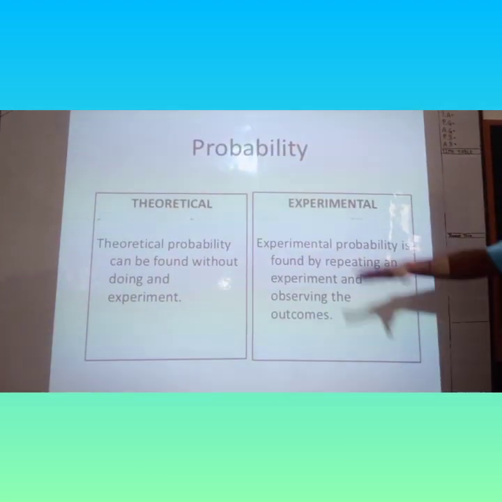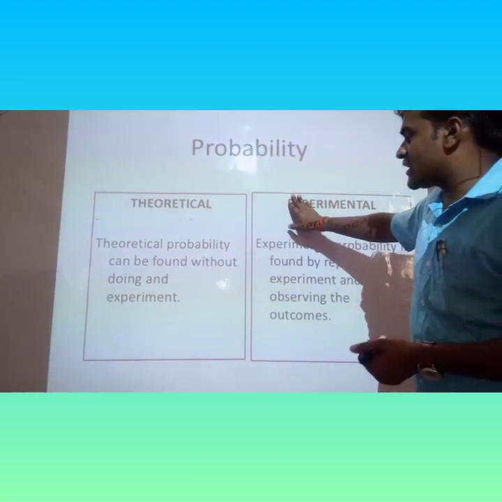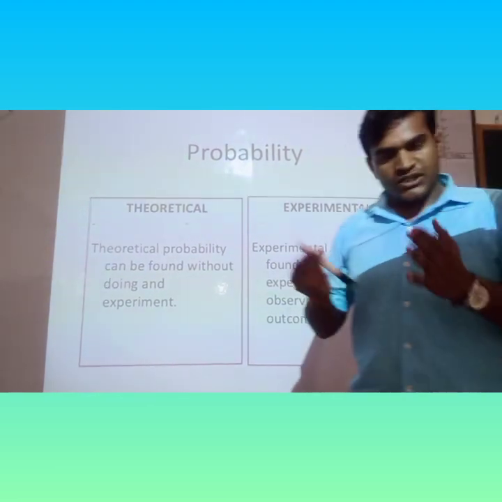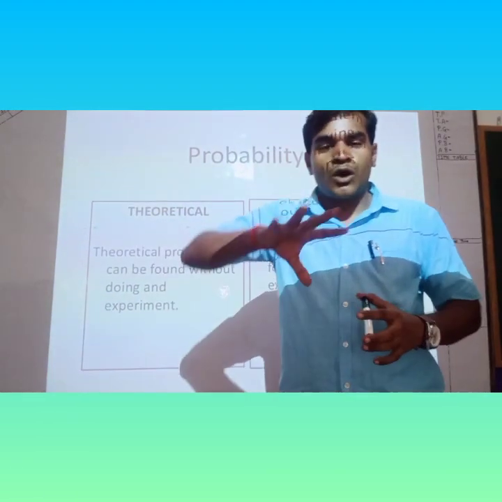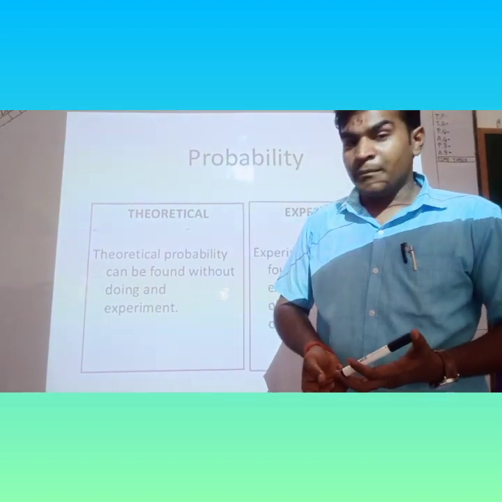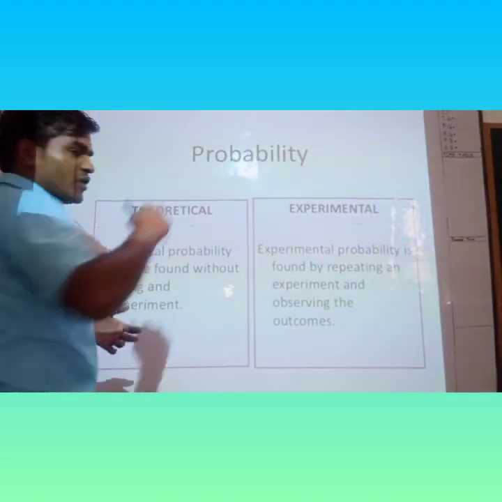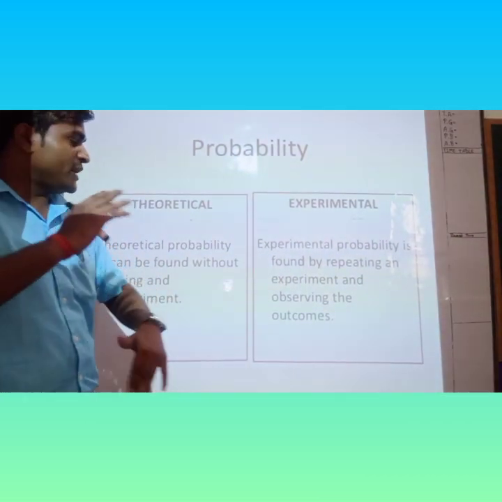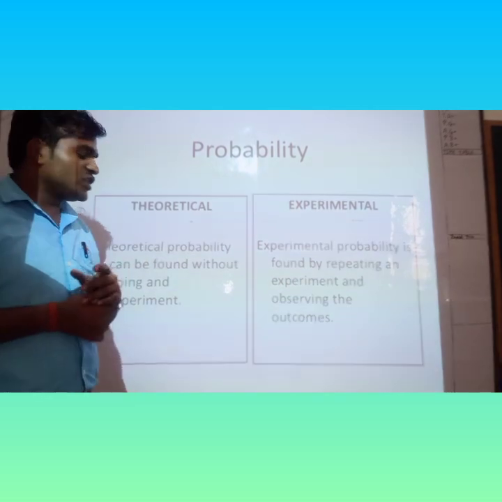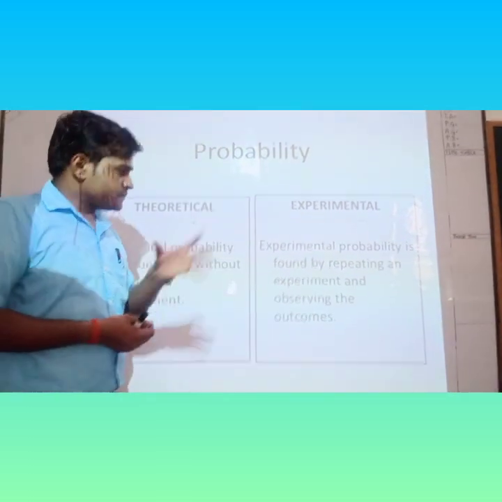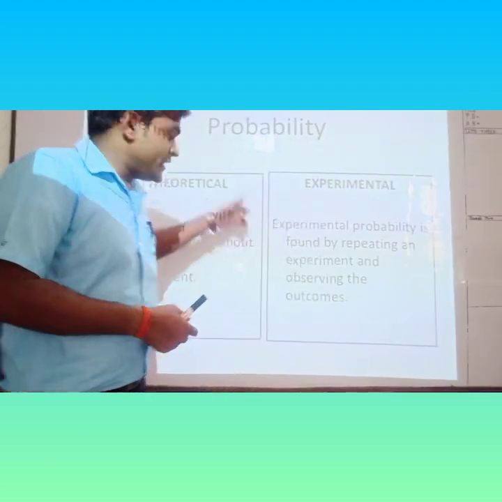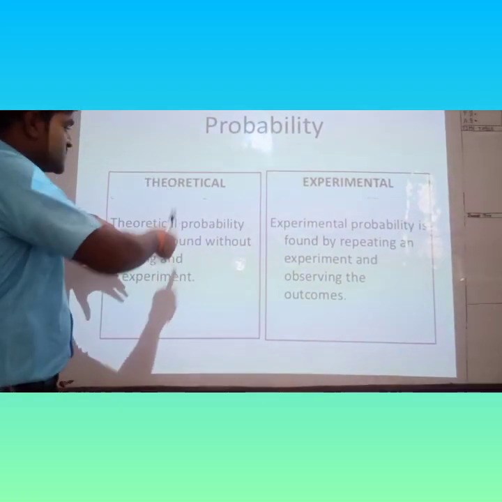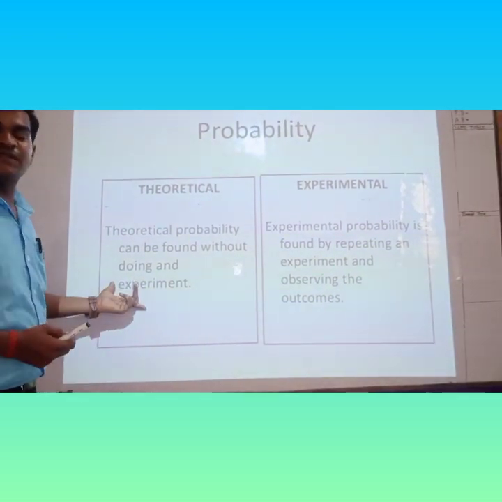So students, theoretical probability can be found without doing any experiment. But experimental probability is found by repeating an experiment and observing the outcomes. In experimental probability we observe the outcomes, and here we are not observing the outcomes. We are finding this probability without doing an experiment.